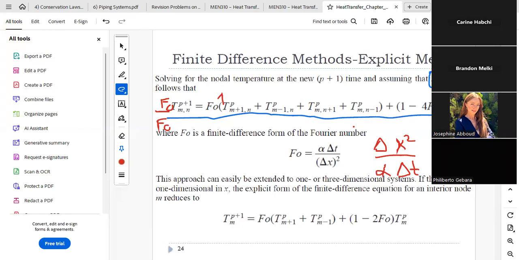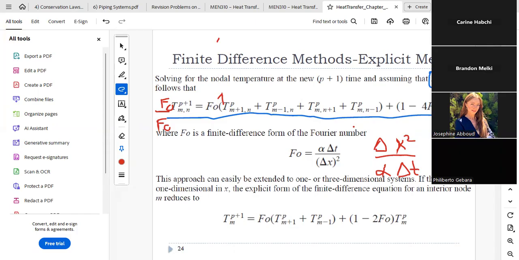And for TPMN, when we took it to the other side, the coefficient was delta x square over alpha delta t minus 4. Okay, so we leave it on this side and we multiply by Fourier number, we get 1 minus 4 times Fourier number.